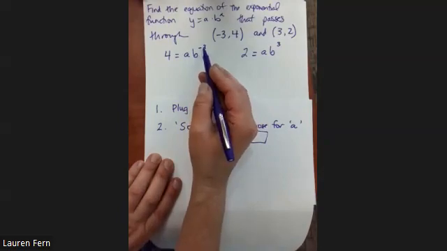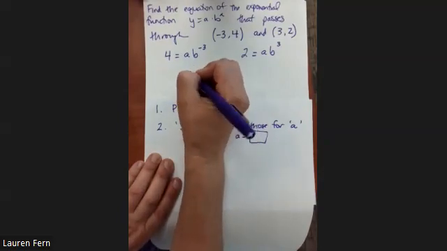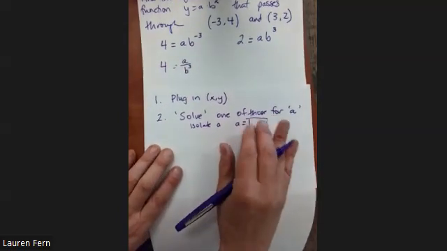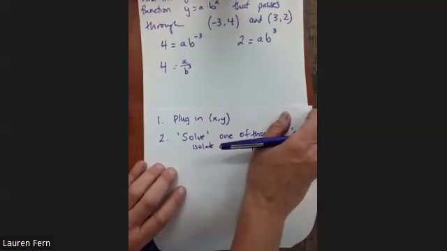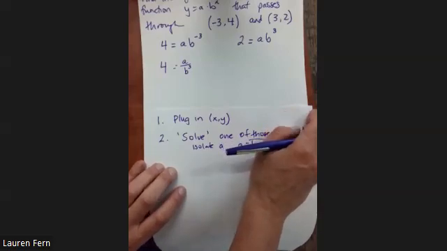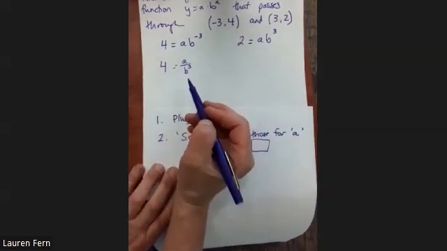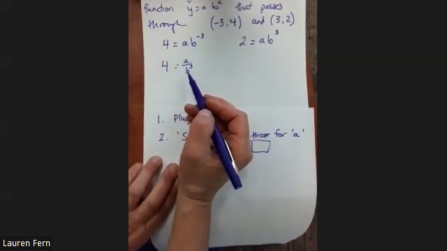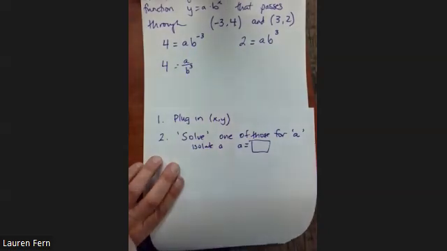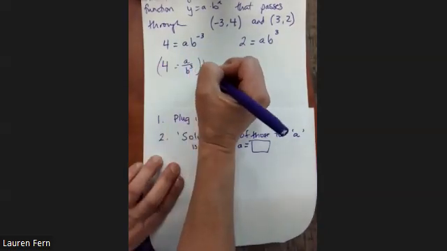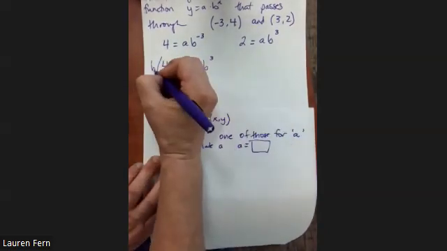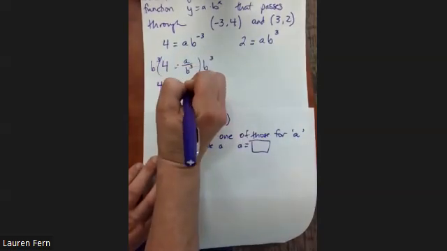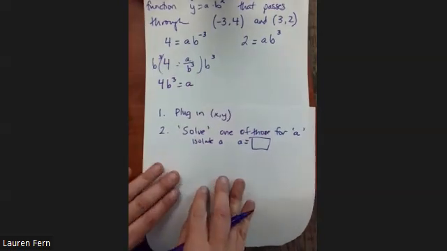When you have a negative exponent, do you agree to make it positive? You bring it down to the denominator? Remember our properties of exponents? Okay, I want to get a alone here. The issue is I'm dividing by b cubed. How do I get rid of this b cubed down here? Multiply both sides by b cubed. Very good. Do you agree then I have 4b cubed equals a?